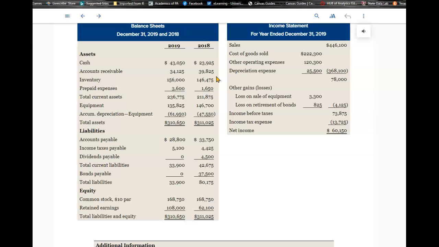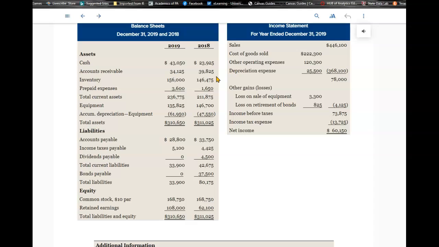And so we add back to cash the change, which is $5,700. That's the difference between the $39,825 in 2018 and the balance of $34,125 in 2019. We're also going to take a look at the increase in inventory.